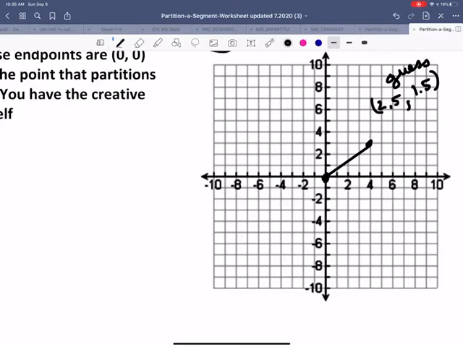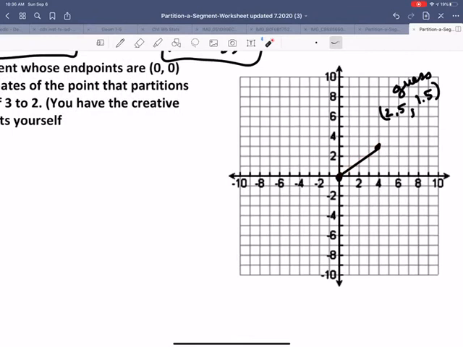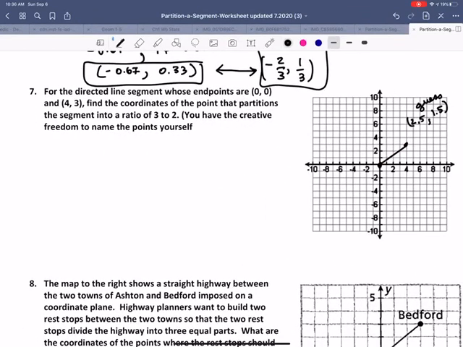Right about there. 3 equal pieces with 2 left to go. All right. Now let's try this using the formula. So it says we're going to go 3/5 of the way there, right? 3 to 2 would be 5 equal pieces.